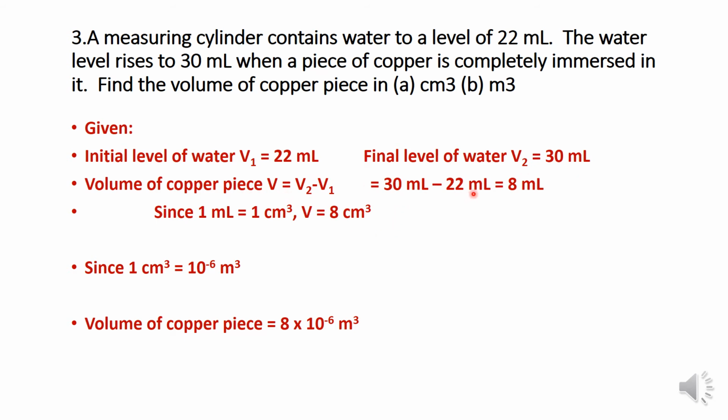That will be 30 minus 22. So how much do you get? 8 ml. And you know that 1 centimeter cube and 1 ml have equal values. So 8 ml means 8 centimeter cube. So your answer in centimeter cube is ready. Now we have to convert it into meter cube also. You know that 1 centimeter cube means 1 by 100 into 1 by 100 into 1 by 100 meter cube, that is 10 to the power minus 6 meter cube. So you just multiply it with 10 to the power minus 6 and you can write the answer. This is also very easy.